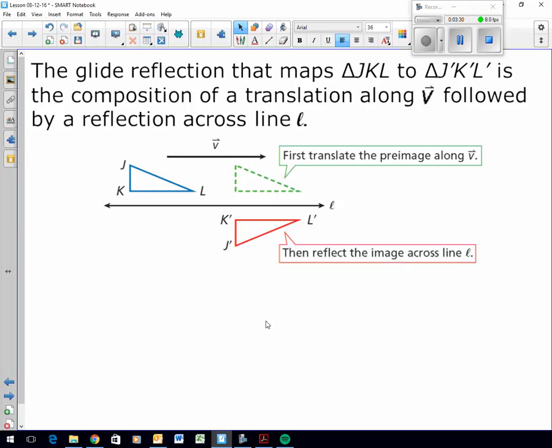Guys, I want you to write down this example. Here's an example of this composition of transformation. Write it down, please. I want you to write the sentence and then draw the example. Go, Douglas.